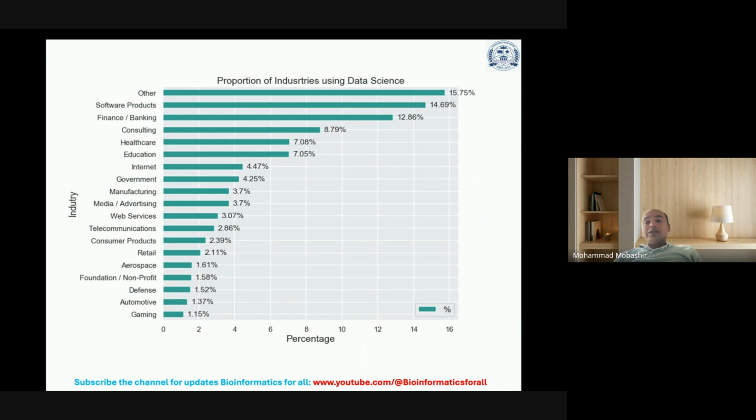Now, the proportion of industries using data science. Which industry is using more data science? On the top, it is software product, 14.69%, then finance, consulting, healthcare, education, internet, government, manufacturing, media, advertising, website services, telecommunication, consumer products, retail, aerospace, foundation and non-profit organizations, defense industry, automotive, and gaming. So this is how the percentages are distributed. The rest comes in others, which is 15.75%.